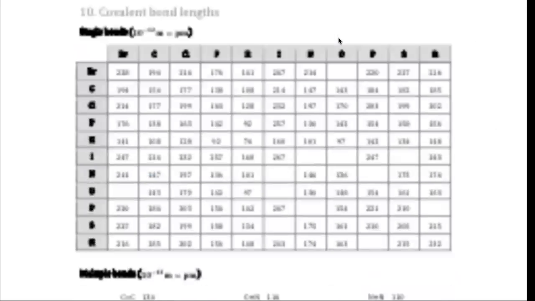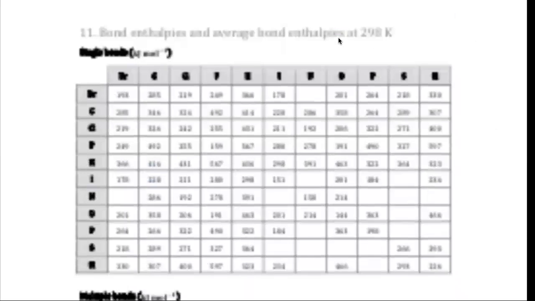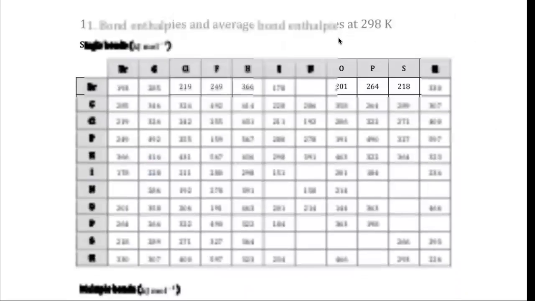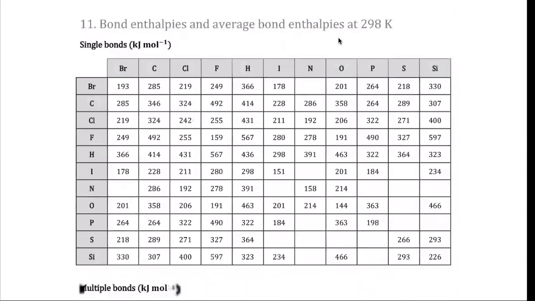So that's 10. Okay, here is table 11. So notice it's labeled bond enthalpies and average bond enthalpies at 298 Kelvin, okay? And so the way that this is set up is this chart, these are all for single bonds. So I need to find my 2 elements and kind of go to where they intersect.